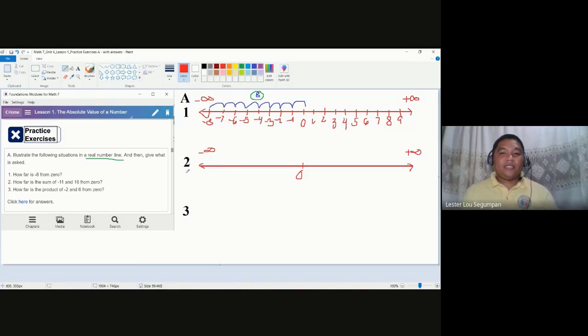But of course, you're not asking how far is 16 from 0 or how far is negative 11 from 0. We are asked to determine how far is the sum of negative 11 and 16 from 0. So first, let us take the sum of negative 11 and 16. So negative 11 plus 16. Whatever the result is, that is actually the value that we are looking for.